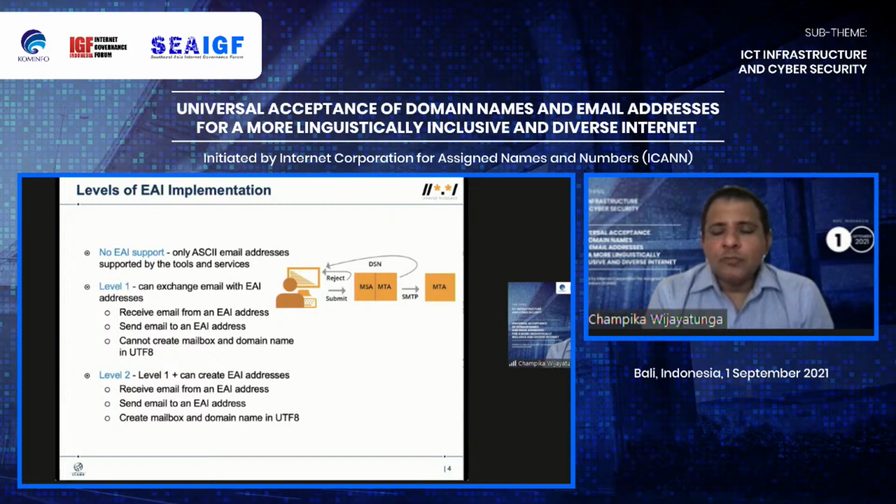Whereas level 2 means we can support all these. Which means we can send emails, we can receive emails from EAI-based email addresses, and also we can create mailboxes and those domain names also in UTF-8, right? So this is the level 2 support. Next slide.